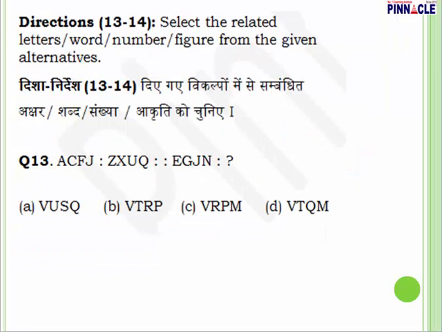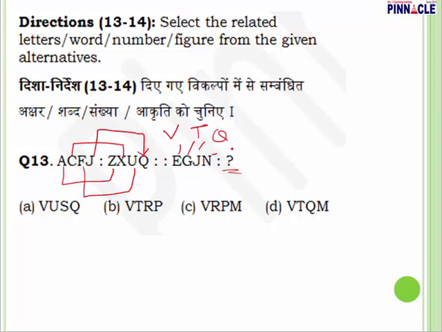Question number 13, we have to find out what comes next here. See here, opposite of A is Z, opposite of C is X, opposite of F is U, and opposite of J is Q. In the same way, if you try to find out, opposite of E is V, opposite of G is T, opposite of J is Q, opposite of N is M. Option D is your right answer.